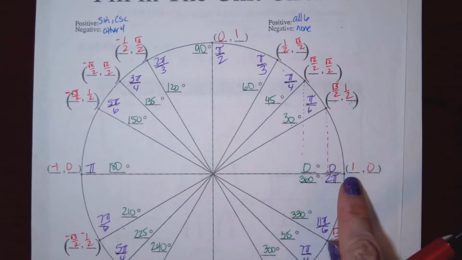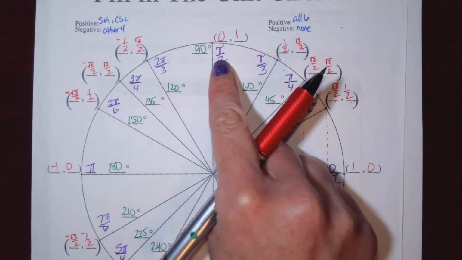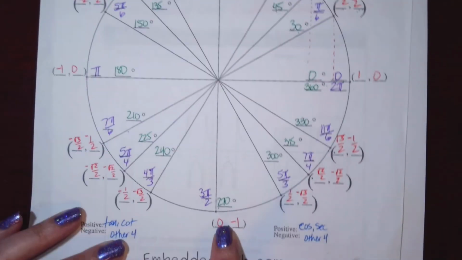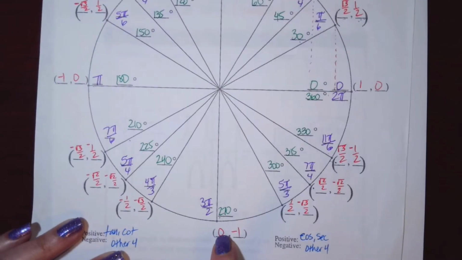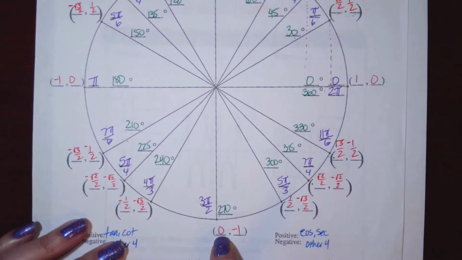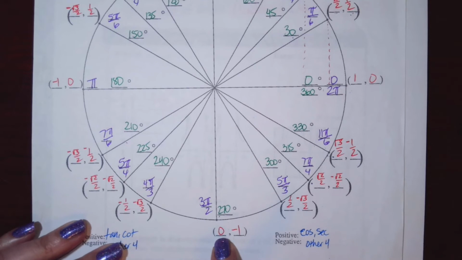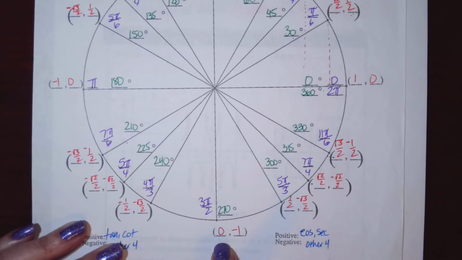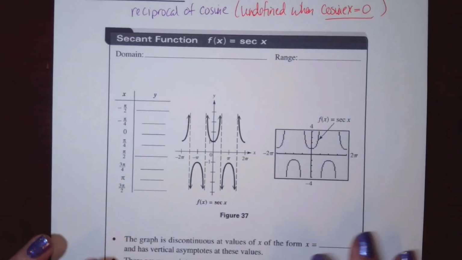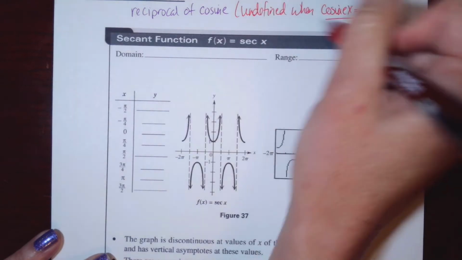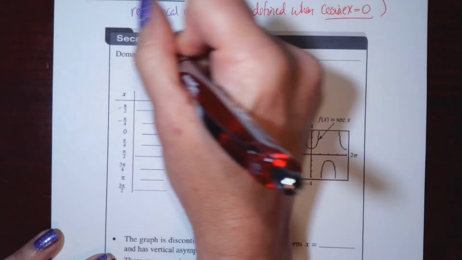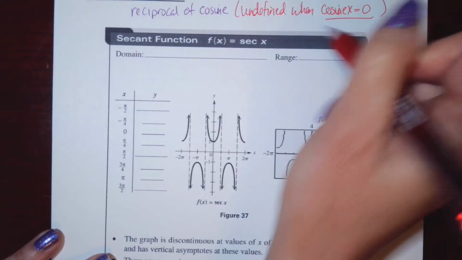Your cosine function is your x coordinate. Cosine is 0 at the odd pi halves. Oh my word. Cosine is 0 at the odd pi halves, which means secant is undefined at the odd pi halves. Now that informs this next bit of information on our domain.